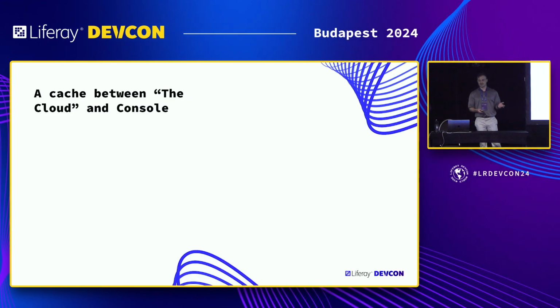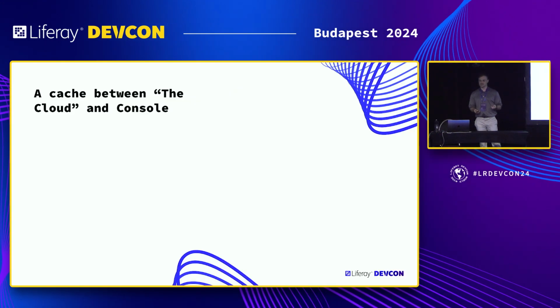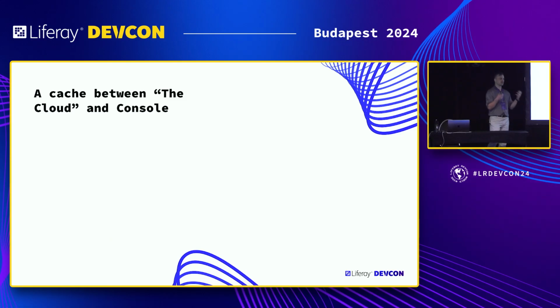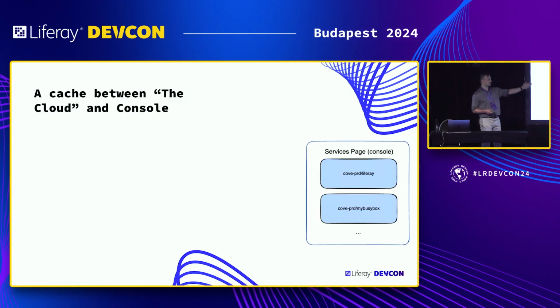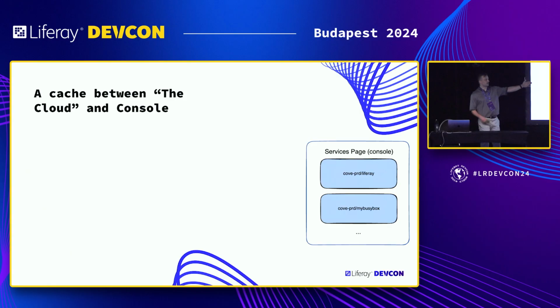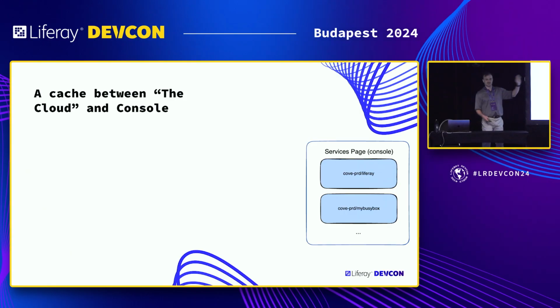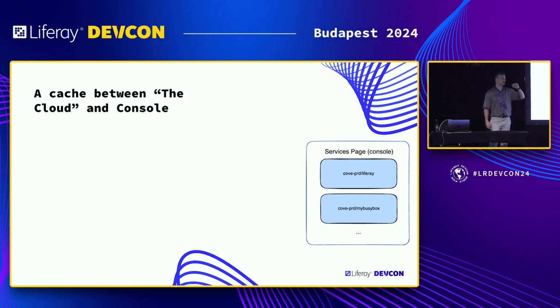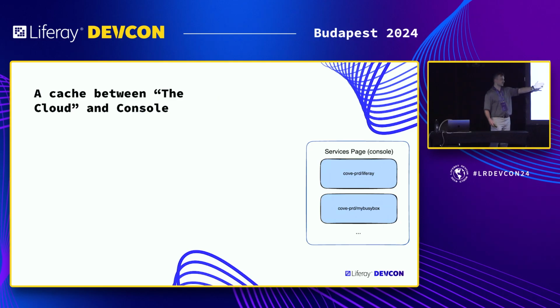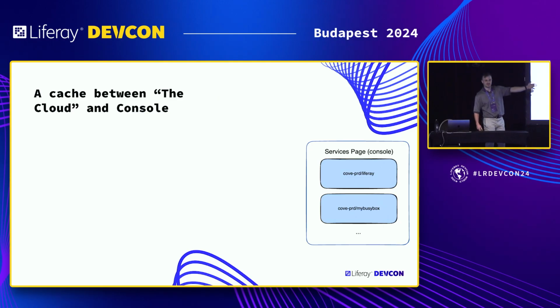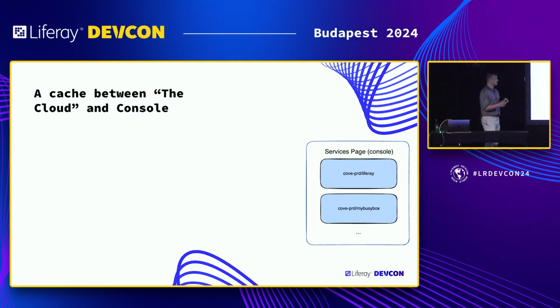So let's draw a little bit of a diagram to understand what this architecture looks like, just so that we can visually drink it in together. On the right, you have our rendering of the services page. Just imagine you've logged into console, you're looking at your services page, you've got your services listed, a Liferay and a BusyBox, whatever a BusyBox does.